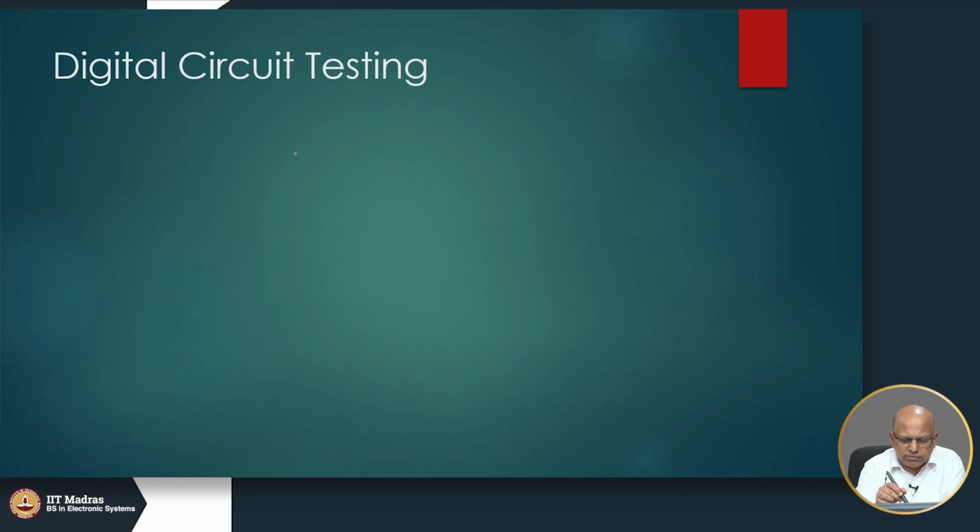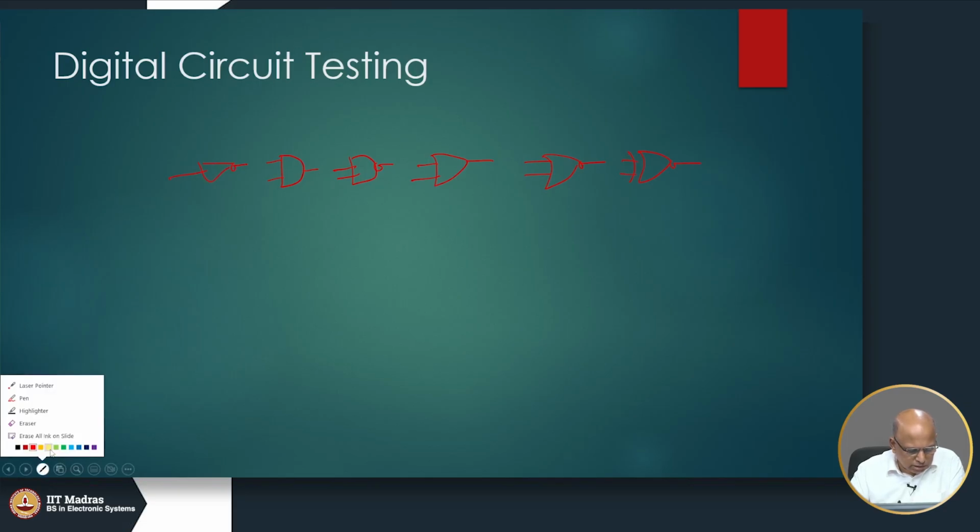So, in digital circuits we mainly have gates. Remember, this is an AND gate, this is an AND gate, this is an OR gate, and this is an OR gate, and this is an XOR gate, and so on. And there is a NOT gate. So, these are the typical building blocks in a digital circuit.